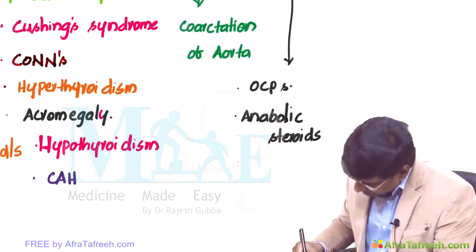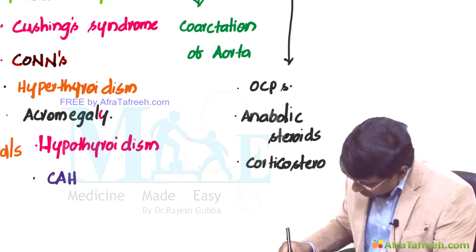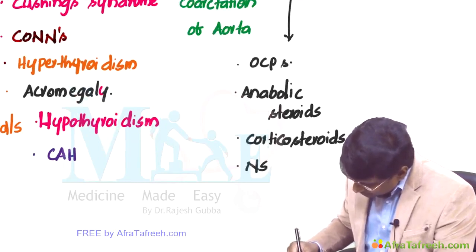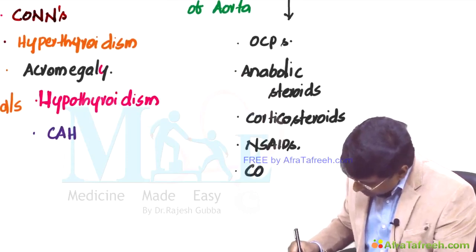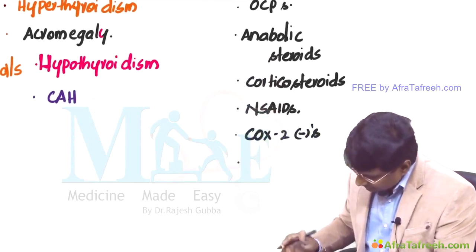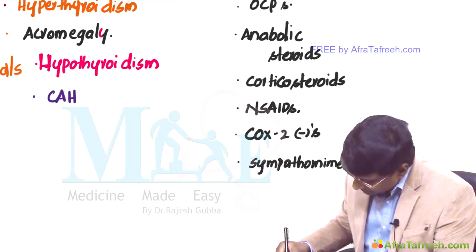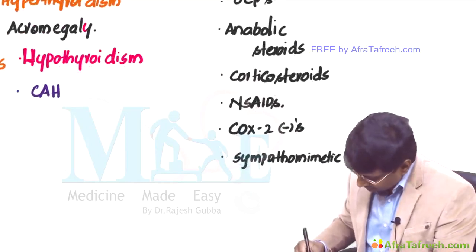Right, anabolic steroids, corticosteroids if they are taken in excess quantities. Next, we have NSAIDs, non-steroidal anti-inflammatory drugs. Then we have COX-2 inhibitors. Then we have sympathomimetic drugs, and along with that we have certain anti-neoplastic drugs as well, that is your cyclosporin.